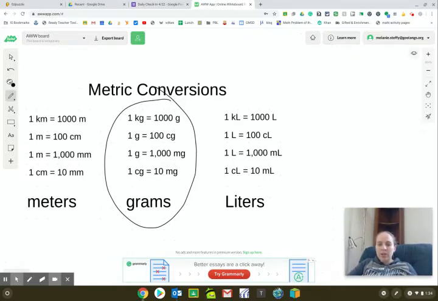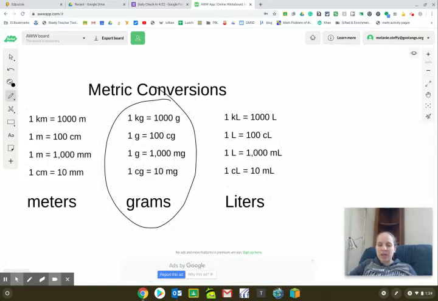Sometimes it can be hard for fifth graders to know whether you need to multiply or divide when you are converting. A lot of times I like to visualize the units in my head and think about, well, what is the bigger unit? What is the smaller unit? Does it make sense for my answer, my number part, to be bigger, or should it be smaller?